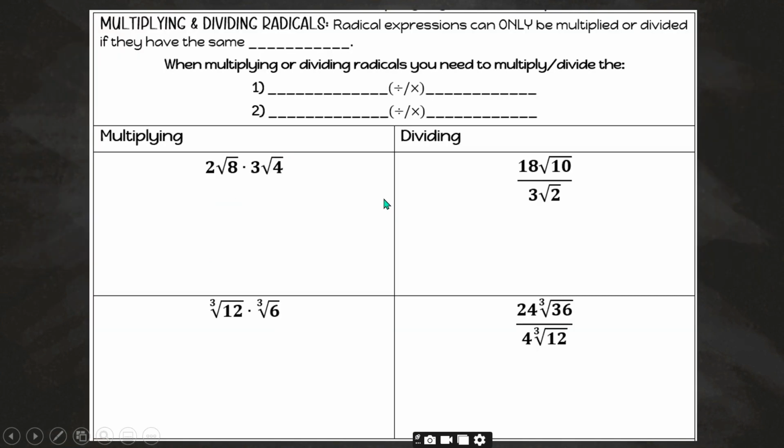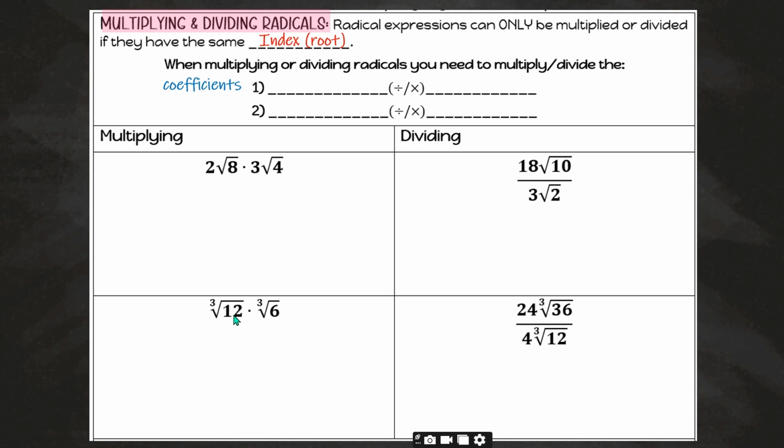All right, so how does this all relate to multiplying and dividing with radicals? Well, radical expressions can only be multiplied or divided if they have the same index or root. So if I have square root and square root, I can multiply them together. But if I had a square root, like 2 to the square root times the square root of 8, and the third root of 12, there would be nothing I could do with that. I cannot multiply them unless they have the same root or index.